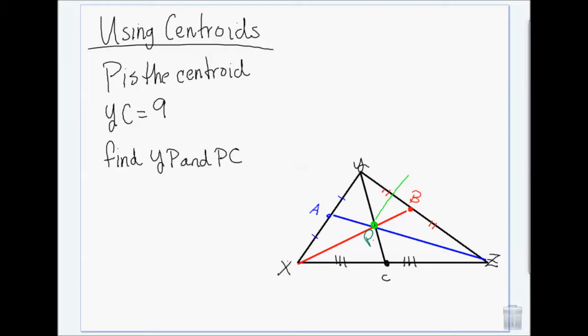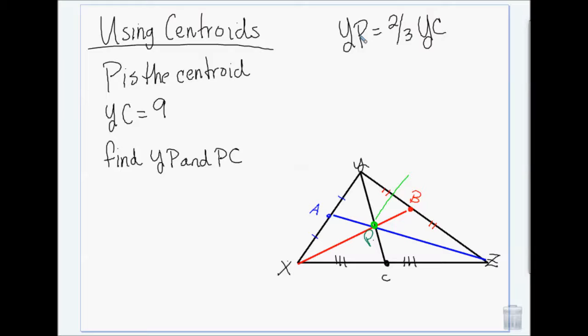Centroid. And we have been told that YC is 9, and we want to find YP and PC. Remember that YP is 2/3 of YC, so it'd be 6. And PC would be 3.